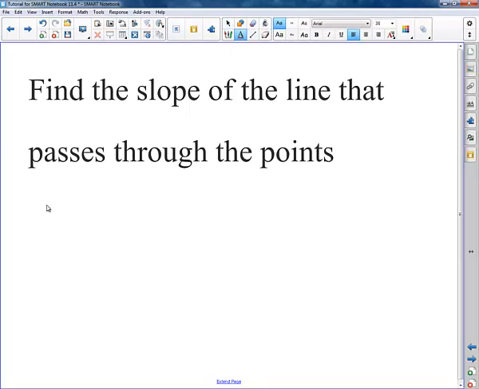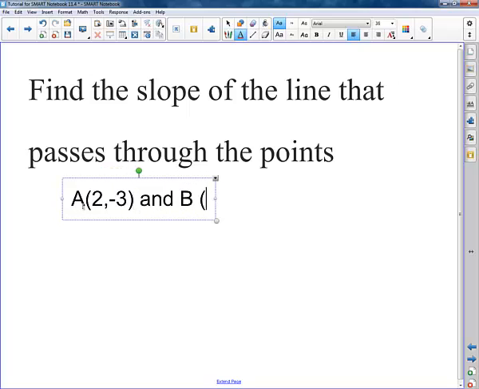And now, we're just given 2 coordinates. Let's say with coordinate A, 2 comma negative 3. And B is going to be negative 4 comma 6.